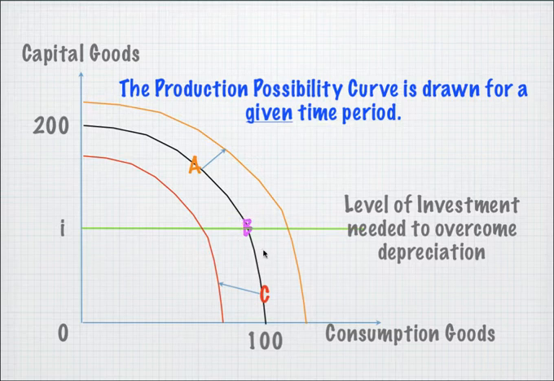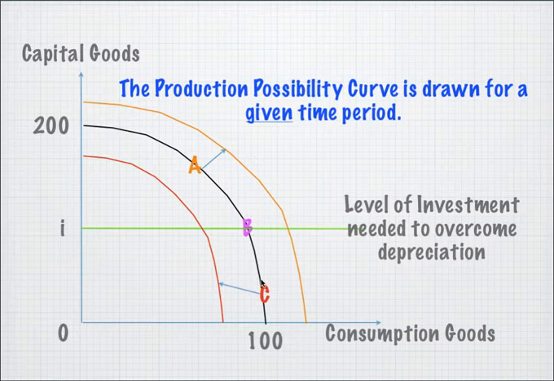However, if we were to produce at point C in this time period, where we favor present consumption more highly than future consumption, which means that we produce more consumption goods than point B and fewer capital goods than point B.